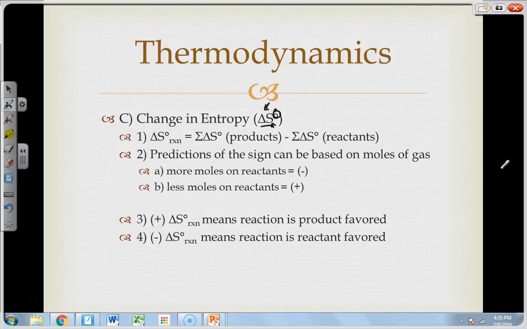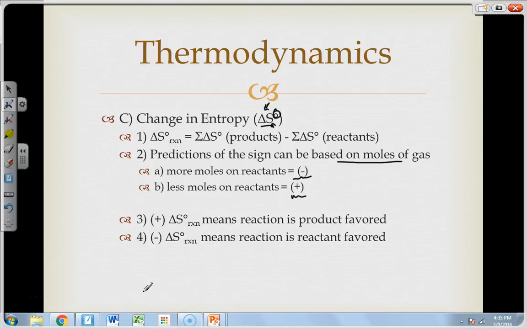Okay, and so you can predict the sign of entropy based on how many moles of gas are on one side versus another. If we have more moles of gas on the reactant side, the change in randomness is going to be negative. If you have fewer moles of gas on the reactant side, the sign of the entropy is going to be positive, which means it's going to get more random. Negative means less random, positive means more random.